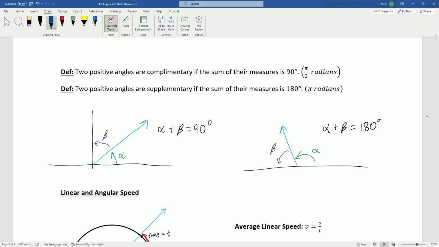Excellent. Okay, so this first picture illustrates the first definition. If you've got alpha and beta, and you add them together and they equal 90 degrees, we call them complementary. And if you've got alpha and beta, and you add them together and you get 180 degrees, we call those supplementary.